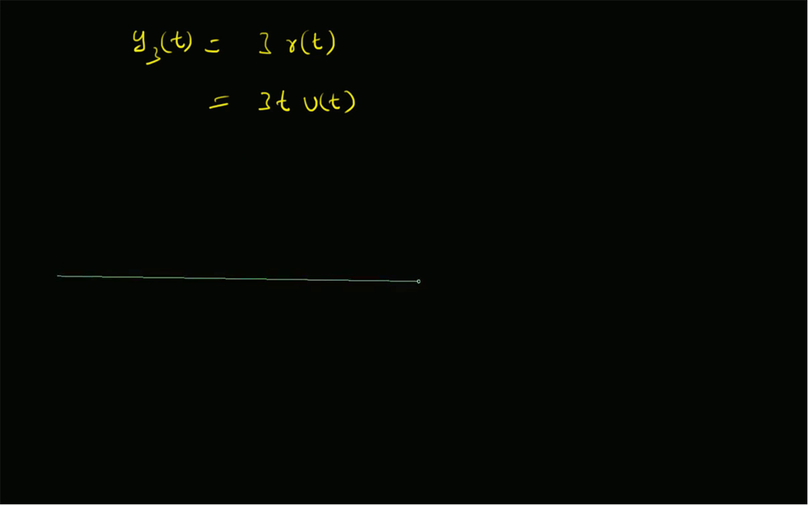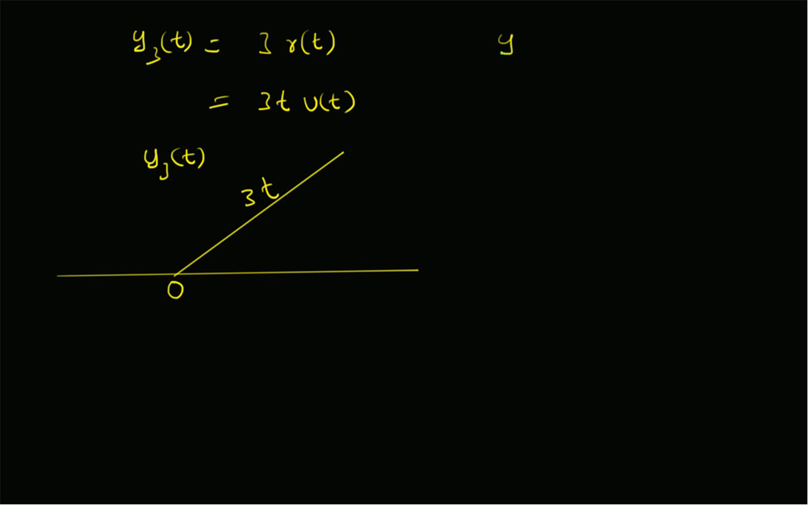The third component is y3 of t equal to 3 into r of t. It means it is simply equal to 3t u of t. So graphically it looks like the following. The equation of the line is simply 3t and it starts at 0 and the slope is obviously equal to 3. So this is y3 of t.